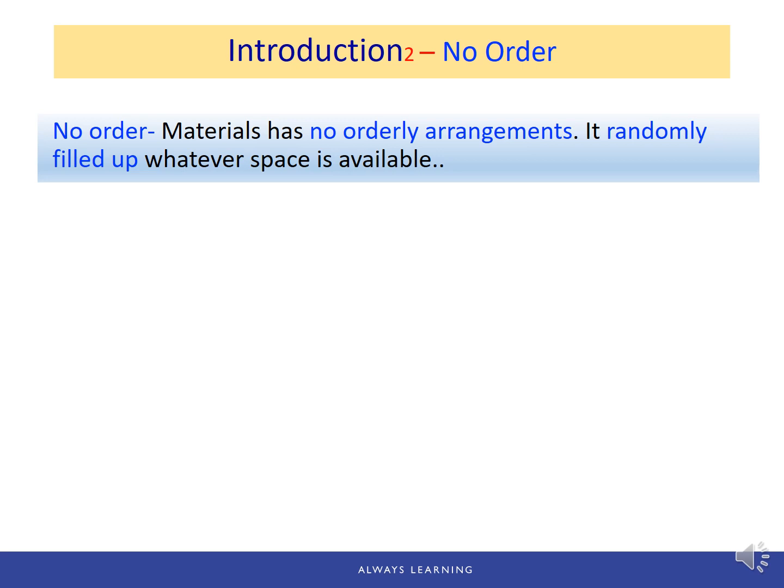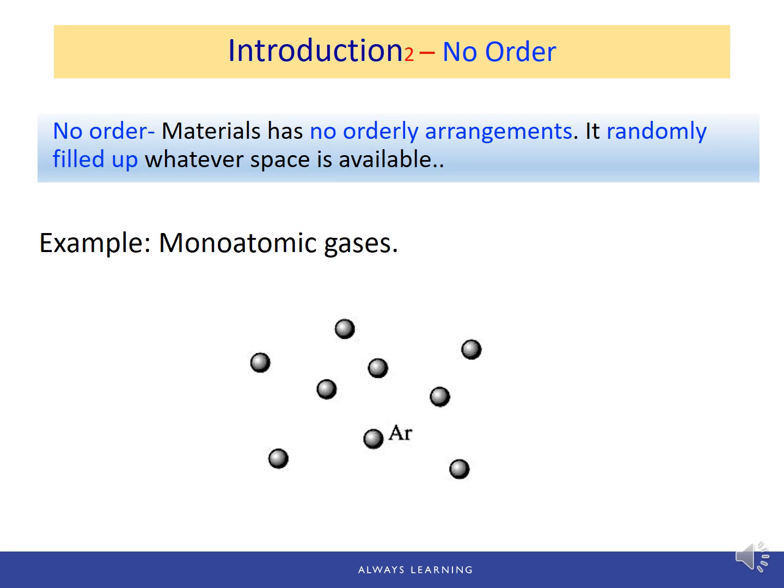No order means the atoms or ions in the material have no orderly arrangements. The atoms randomly fill up whatever space is available. Think about air or gas, any type of gas. It doesn't have any order.